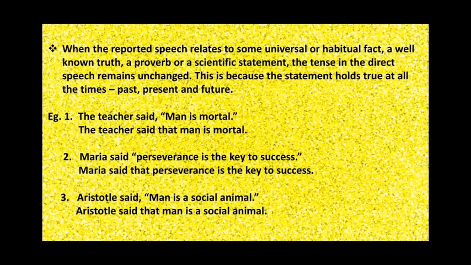Second example, Maria said, "Perseverance is the key to success." So here also this is a proverb. So the tense in this sentence will be unchanged. That is, Maria said that perseverance is the key to success. You can see "is" is the same in both the sentences.